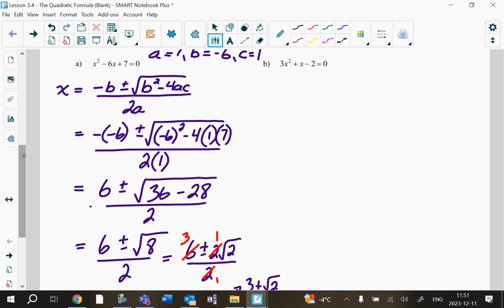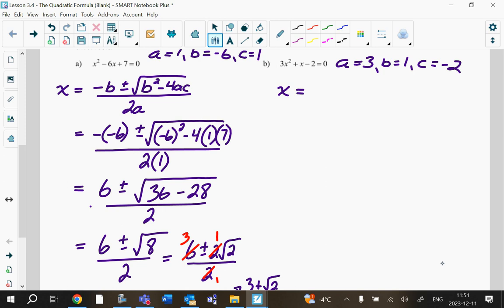It's in the form ax squared plus bx plus c equals 0. So what's a? 3. B? B is 1. And c? Okay, let's plug it all in. So I'm not going to rewrite the formula. I'm just going to go straight into it.